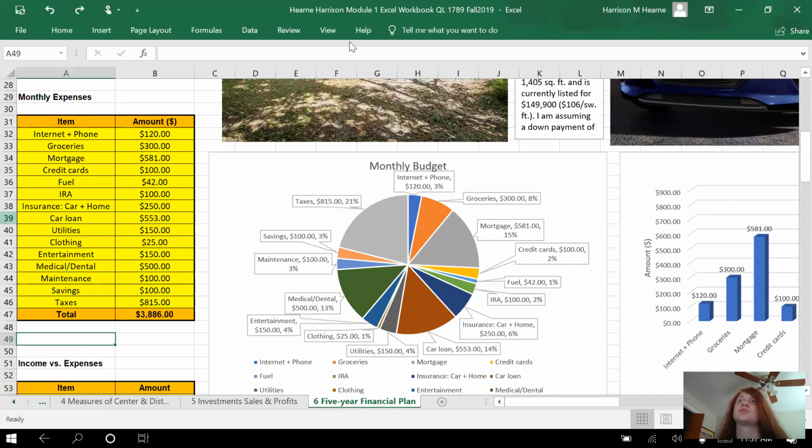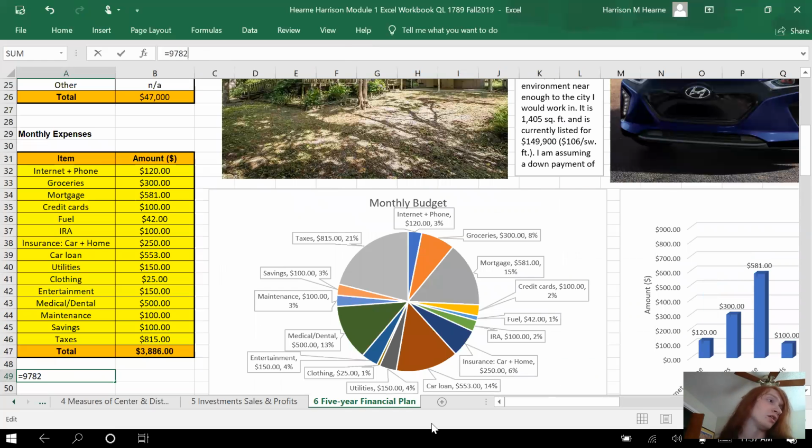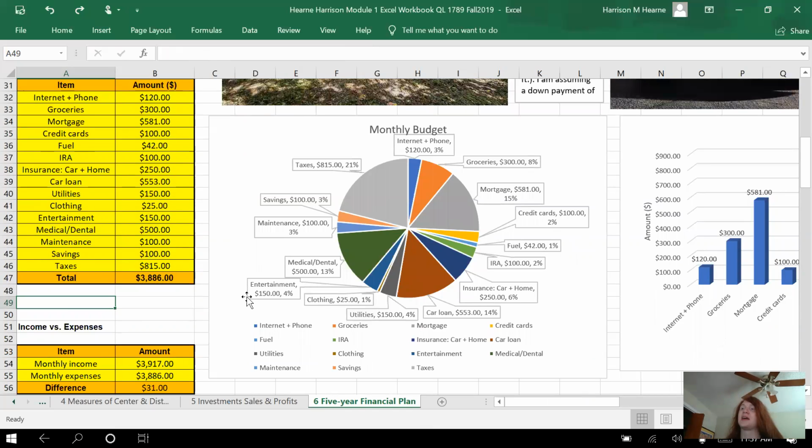So let's just double check ourselves and see if that is true. So I said 9,700 and I forgot 82, $9,782 divided by 12, and we hit enter, and then boom, it's $815. And I didn't include any cents for this just for simplicity, but it's actually $815.17. So that is how I calculated my tax rate.